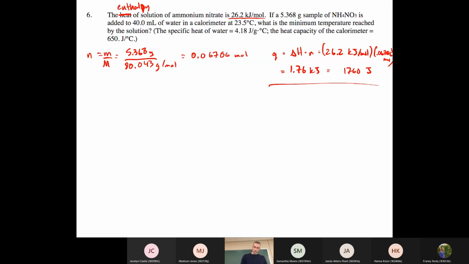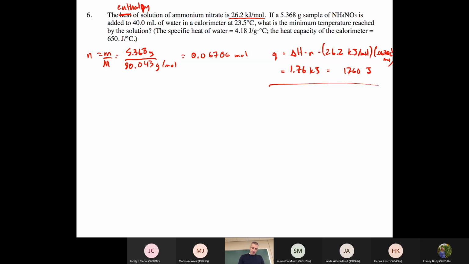So really, what's going to be happening here is some of the energy going into the reaction is coming from the calorimeter itself, and some is coming from the water in the calorimeter. You see this three different ways. Sometimes the water is included in the heat capacity of the calorimeter. Sometimes we only worry about the water, and sometimes we have to worry about them both. So this is a situation where we worry about them both.